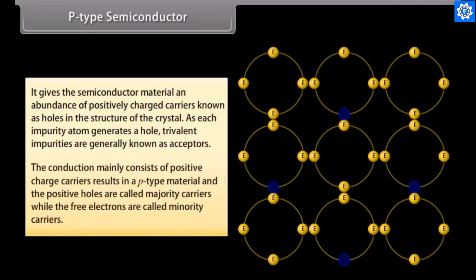The conduction mainly consists of positive charge carriers, which results in a P-type material, and the positive holes are called majority carriers while the free electrons are called minority carriers.